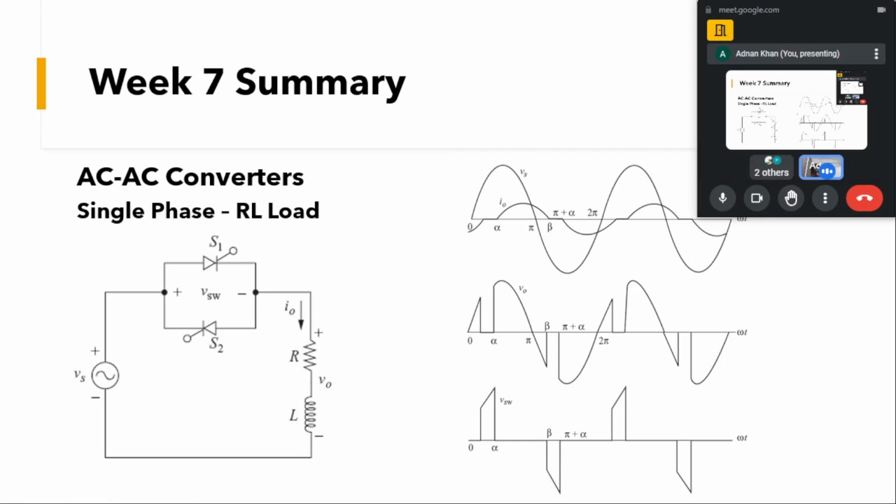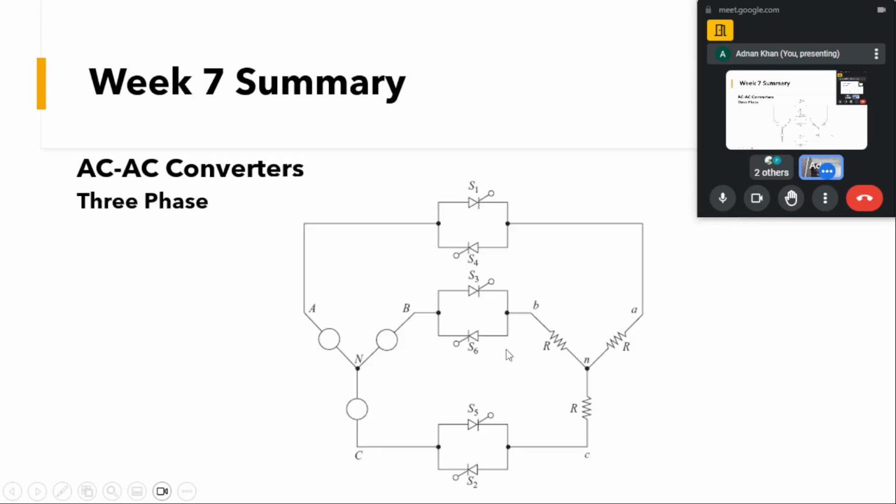If anyone of you has a question, you can type it in the chat. So it will be having the waveform from alpha to beta, and only in this portion will the switch be blocking voltage, and this will be the voltage that will come across the switch. That is the waveform for the switch voltage.